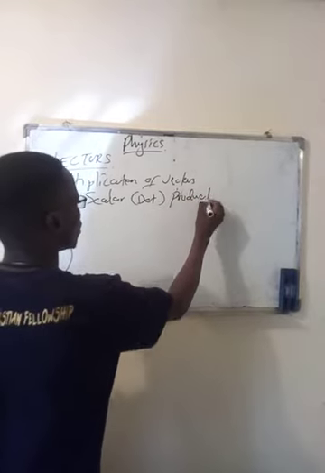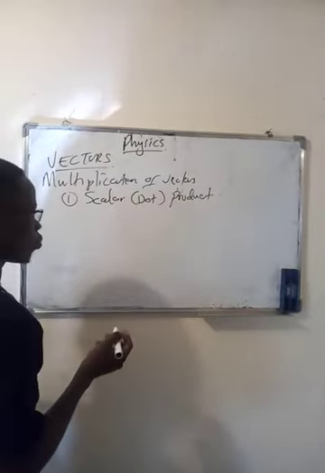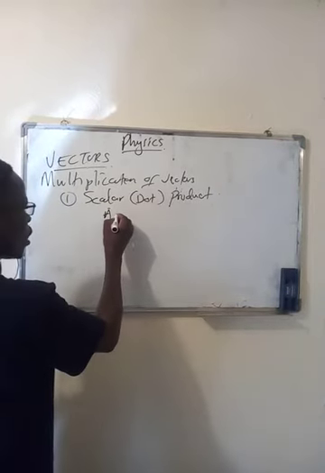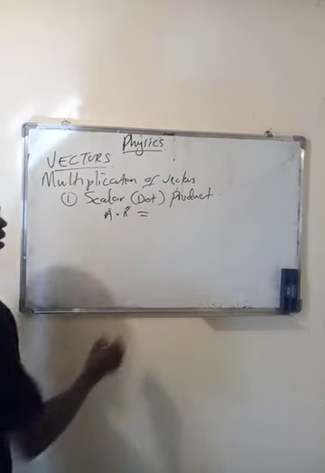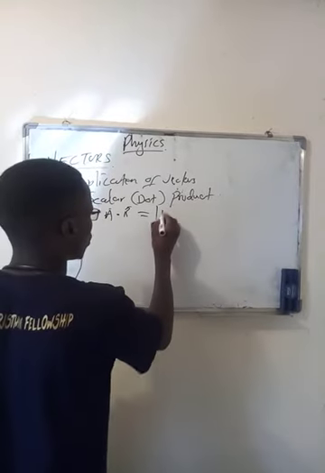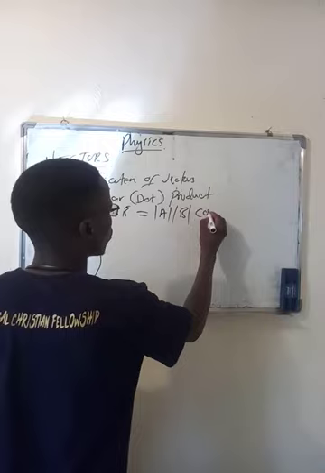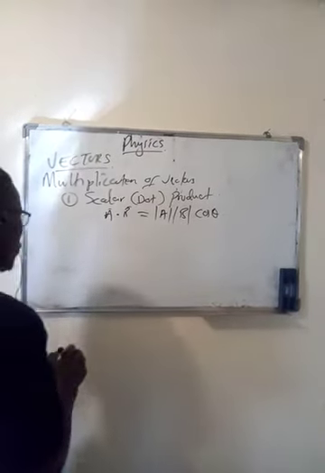As the name states, it means that the answer you get when you multiply two vectors, let's say A multiplied by B, is going to be a scalar. It will not have direction, but only magnitude. So it's defined like that: cos theta, where theta is the angle between the two vectors.